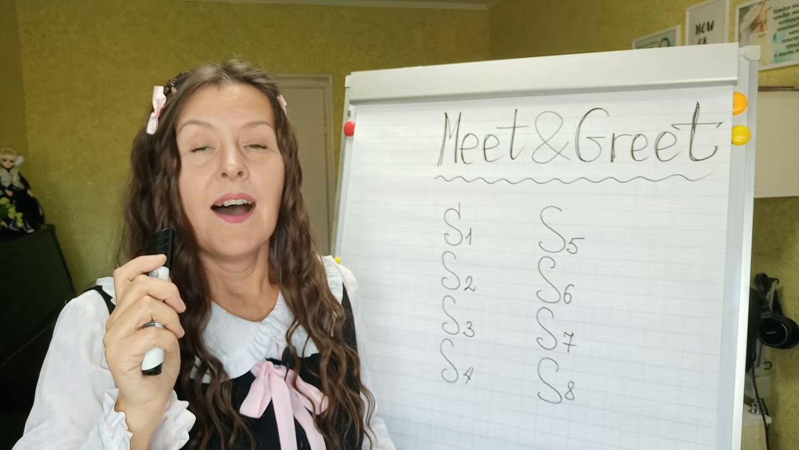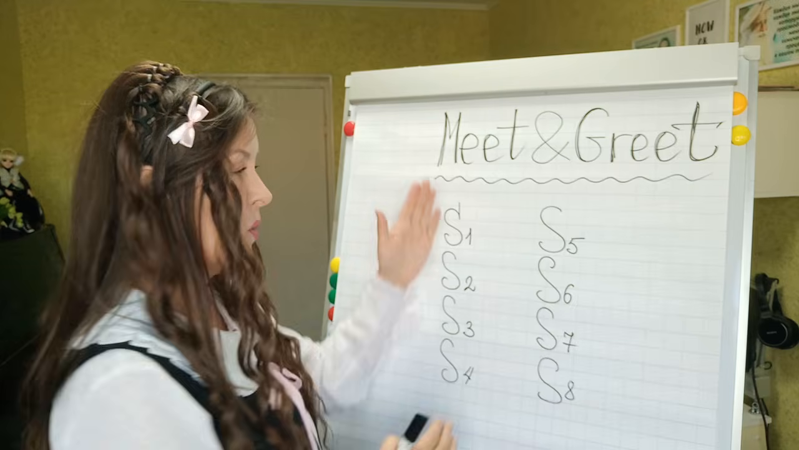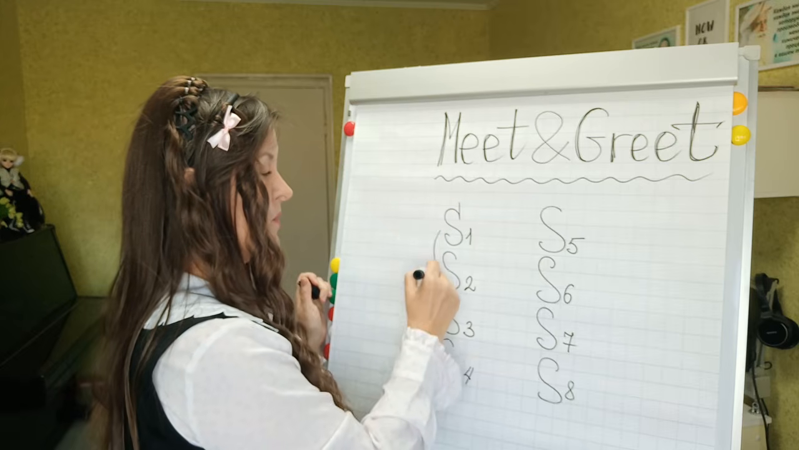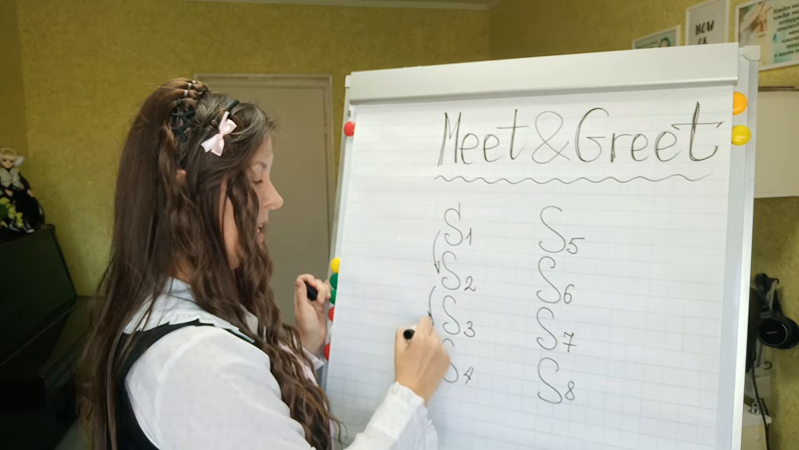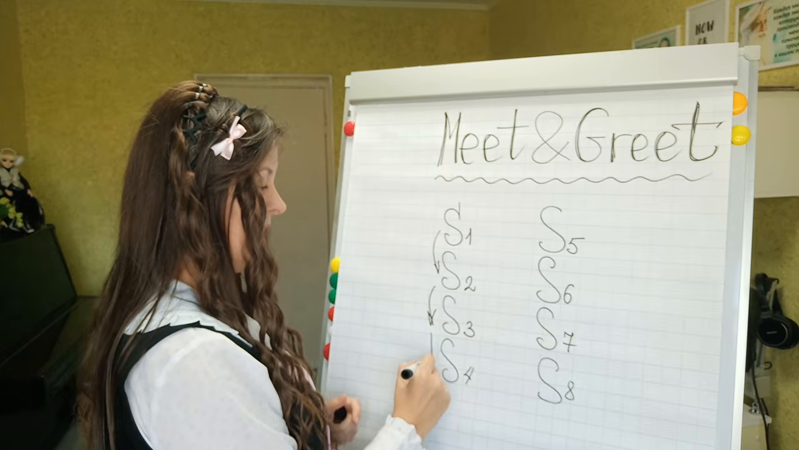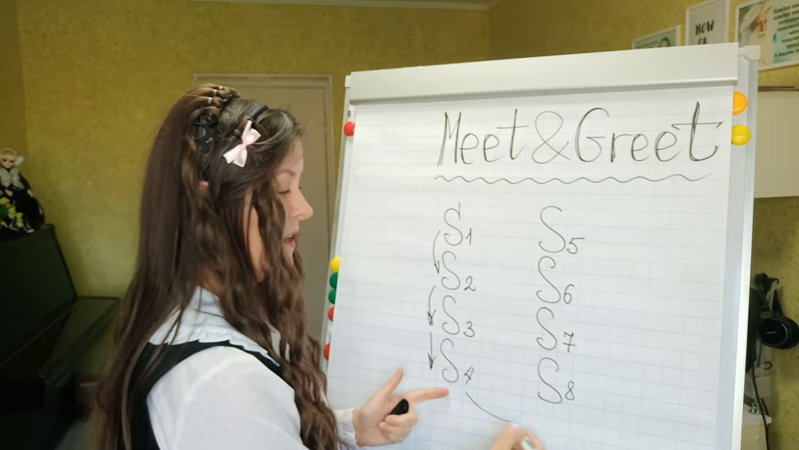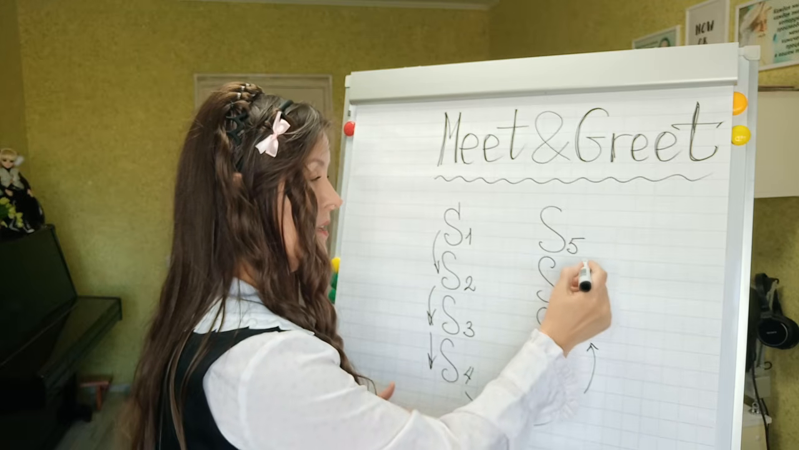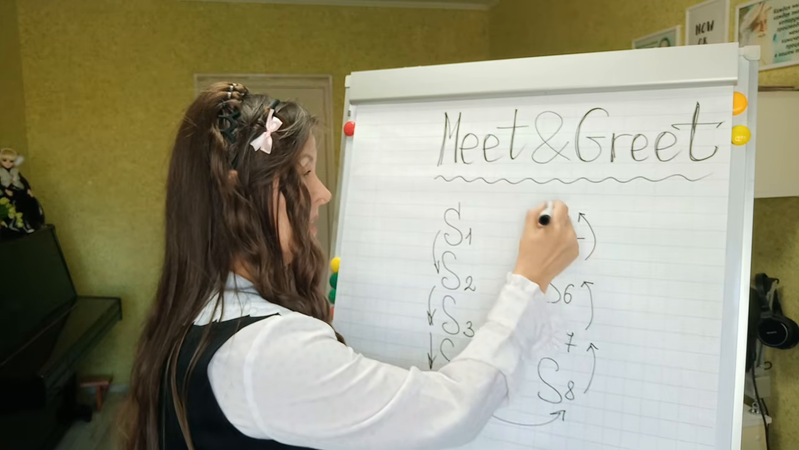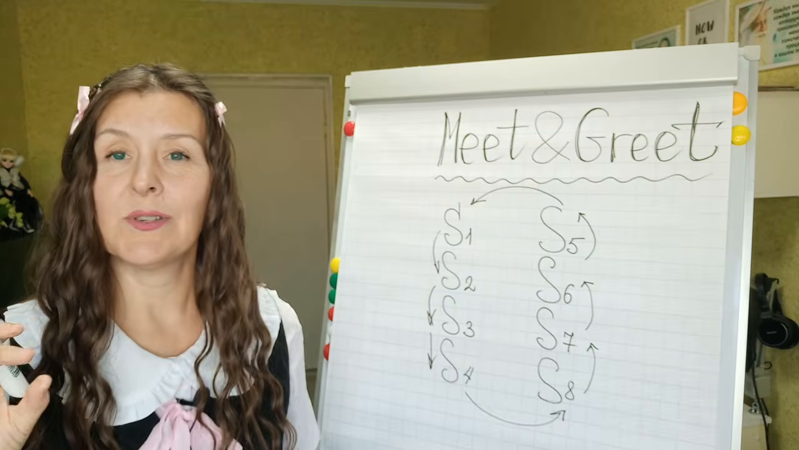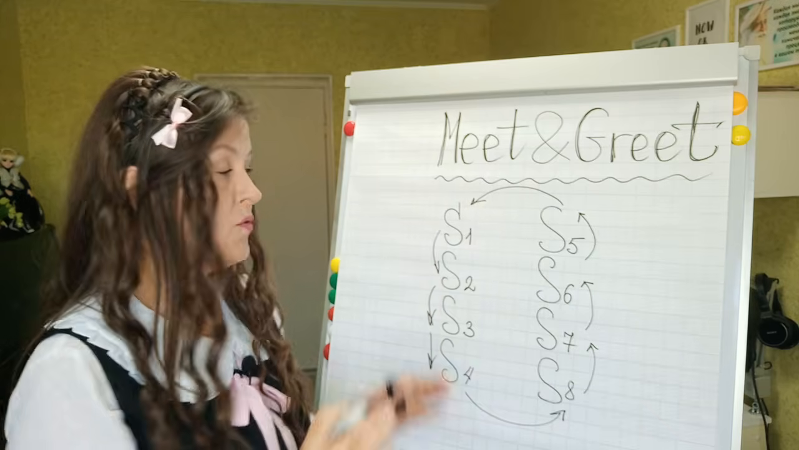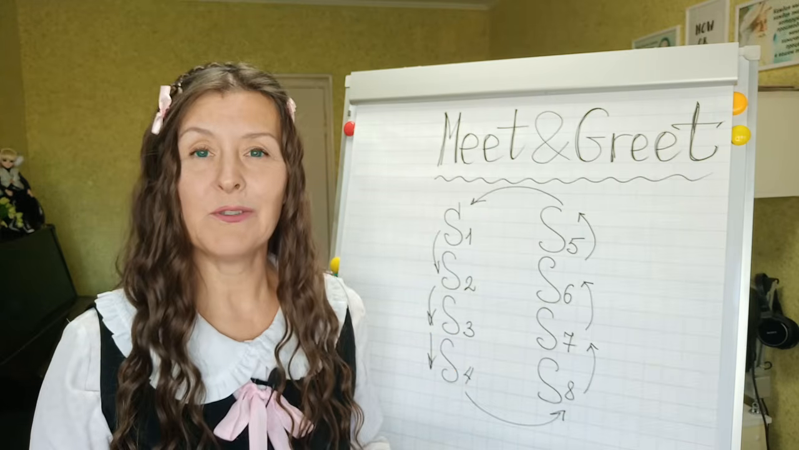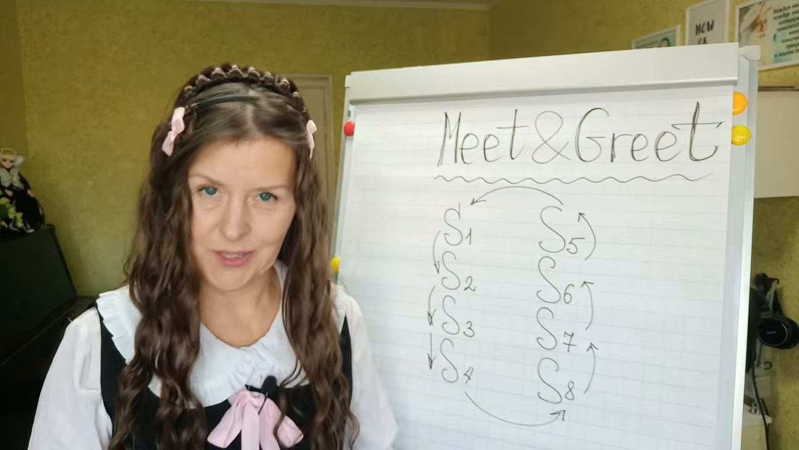So, the task is to move in opposite directions. So student 1 moves here, student 2 takes the place of student 3, student 4 here, and like this they continue moving while the music is playing, and when the music stops they should speak to the person opposite them. Hello, how are you? What's your name? My name is, nice to meet you.